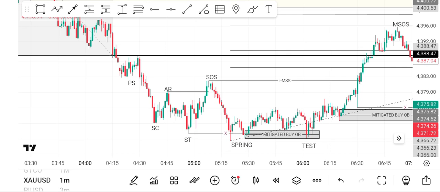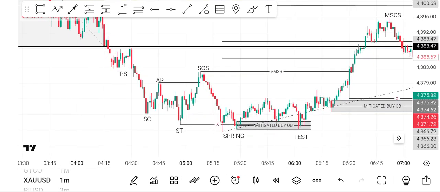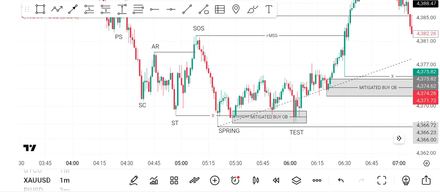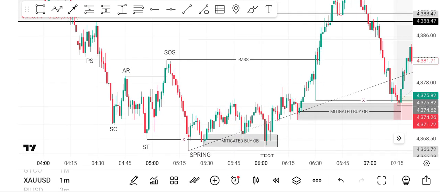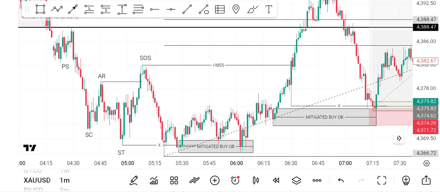Now after that change of character, the market went down to liquidate the sign of strength, which is the spring. And after the spring, you notice a pullback into the range, then a test of that spring before the market pushed higher. So this is mitigation of an order block in the spring area after the market has liquidated before going higher.